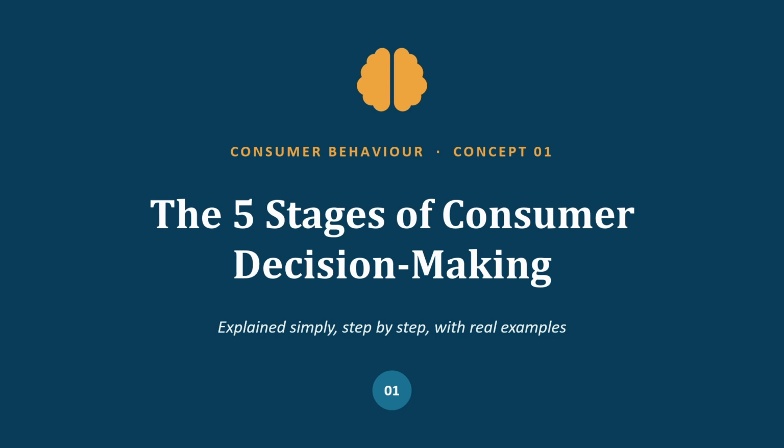Today we learn one of the most important concepts in consumer behavior, which is the consumer decision-making process. Whenever we buy something, whether it is a car, a smartphone, a laptop, or even a coffee, we usually go through a series of mental steps before making a decision. आज हम इन 5 stages को simple examples के through समझेंगे.